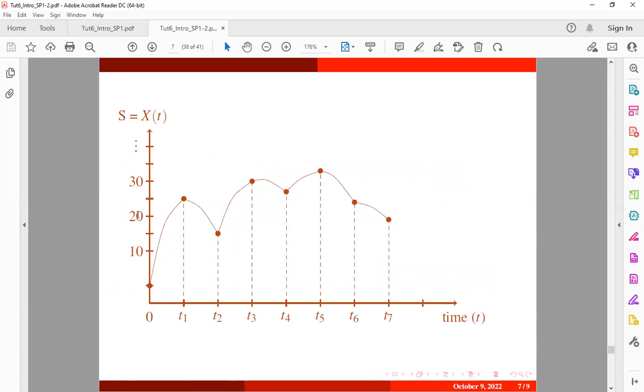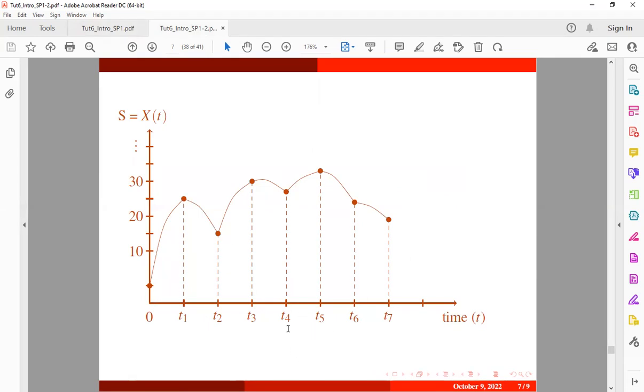Let me show you how this will look. We have the number of telephone calls on our y-axis, and we have our index set on the x-axis. From time 0 to time 1, we can observe any of these numbers of telephone calls. This is just a possible realization or a sample function. From time 1 to time 2, we can also observe this number of telephone calls in that order.